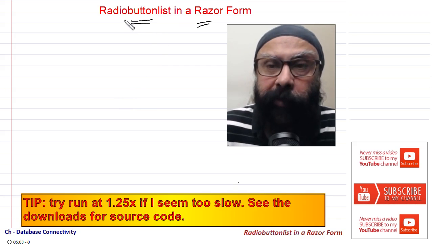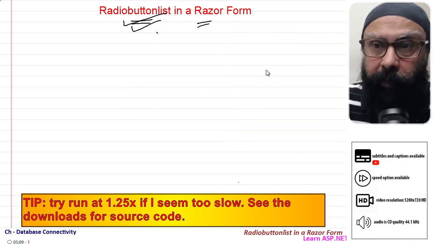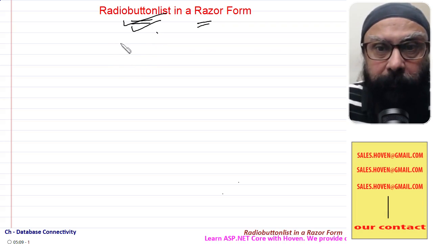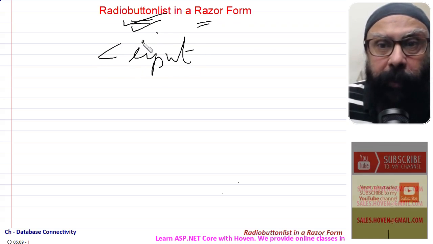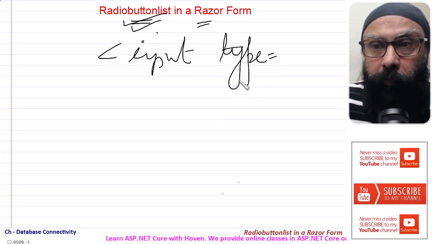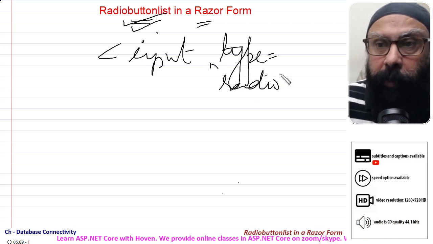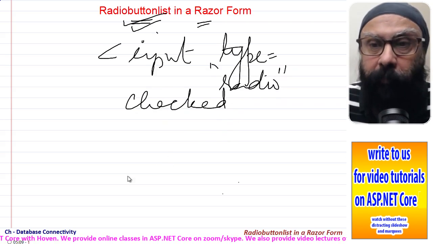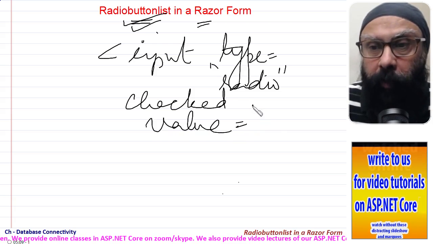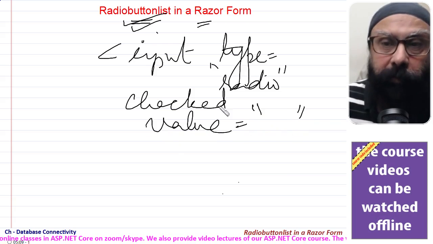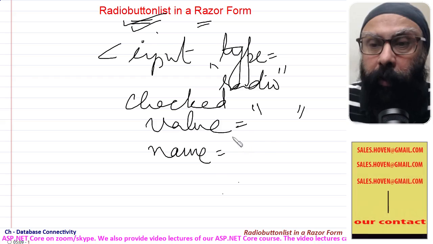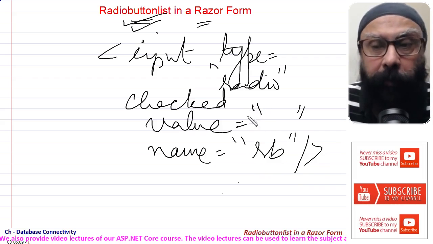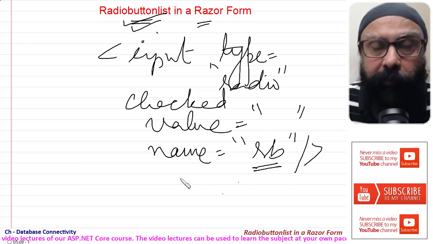Box. Now we will add a radio button list to that project, and let us first of all see how a radio button list is created in pure HTML. In pure HTML you write input type is equal to radio, and then checked to make it already pre-checked, and its value, this is the value that will go into the database, and it has a name also. Let us say if the name is RB, then all radio buttons on this form with the same name RB will form a group.